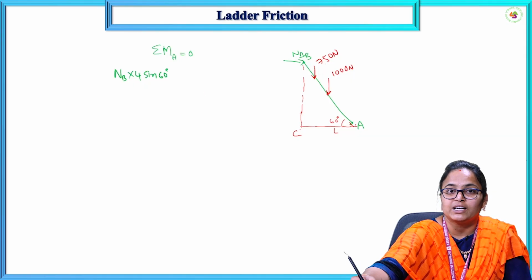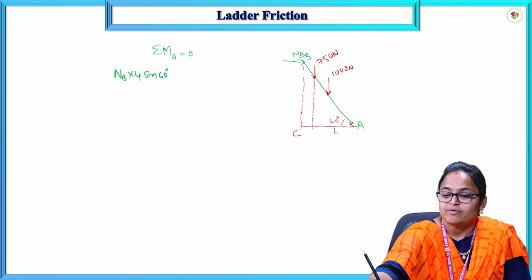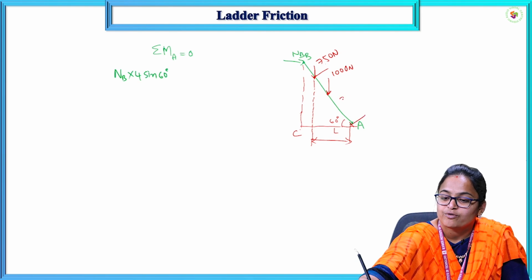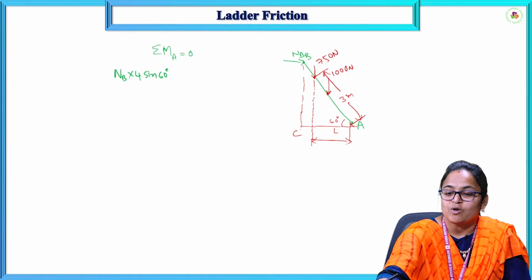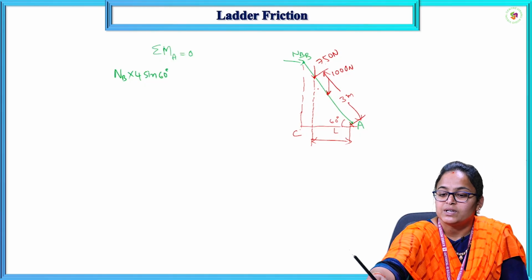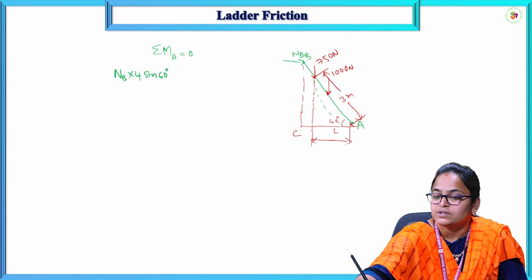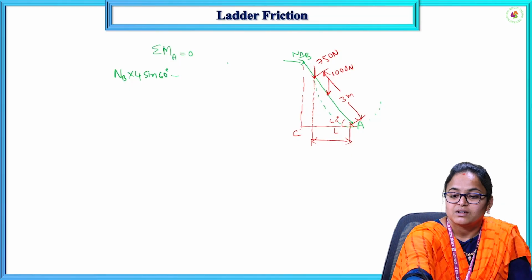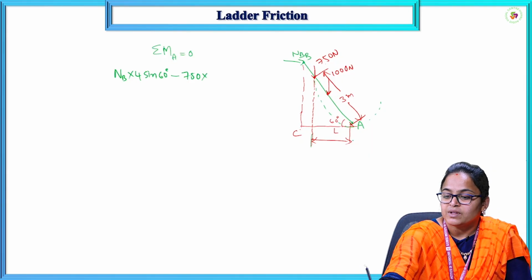This will also produce moment at point A. So the perpendicular distance between the 750 newtons and the point A is this one. We know the position of the 750 newtons, that is 3 meters from the bottom of the ladder. Now, 750 newtons will produce moment in the anti-clockwise direction, so that is minus 750 into the perpendicular distance from here to here.